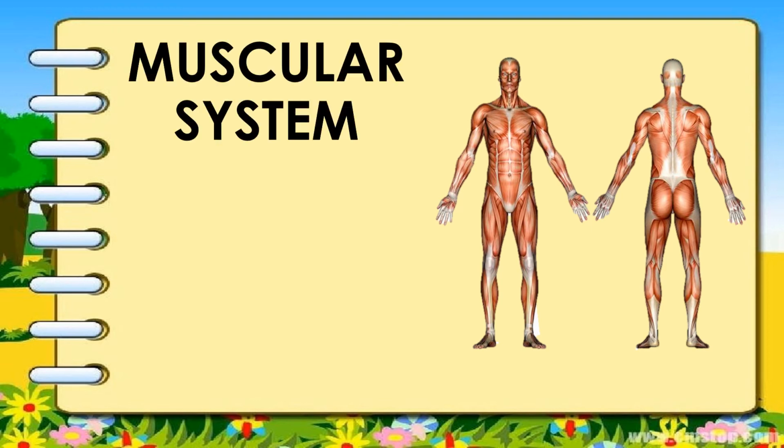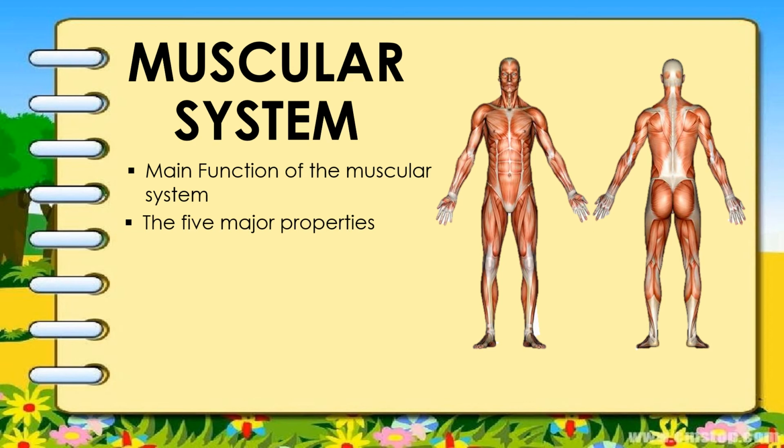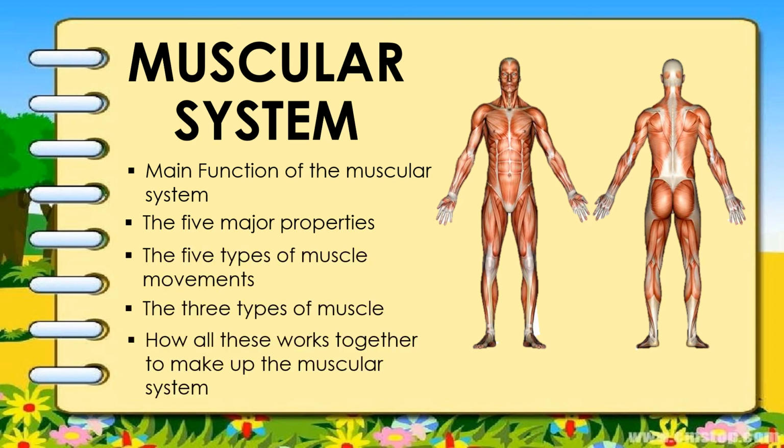In this lesson we will also be covering the main function of the muscular system, the 5 major properties, the 5 types of muscle movements, the 3 types of muscles, and how all these work together to make up the muscular system.